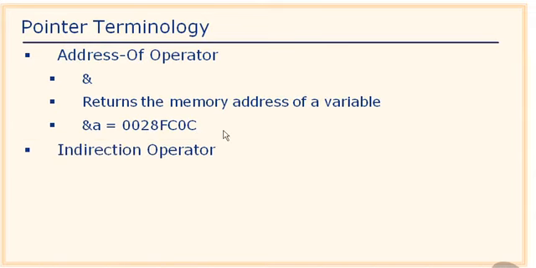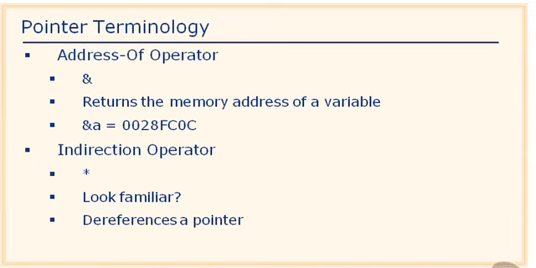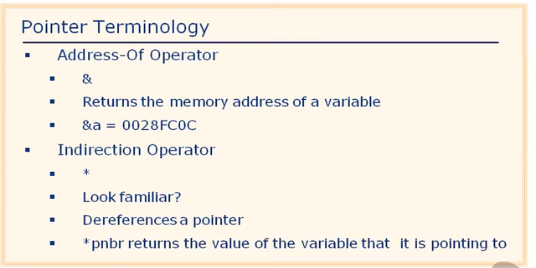Now, there's also an indirection operator that you'll have to deal with when you're working with pointers, and this is the asterisk. This probably looks somewhat familiar to you. The asterisk is used for a lot of different things in C++, and I'll talk about that in a video a little later on, so don't worry about that right now. Now, what does the indirection operator do? It dereferences a pointer. Another way to say that in English is that it returns the value of the variable that it's pointing to. In other words, we're not worried about the reference or where it's located. We're worried about the actual value that is stored in it.